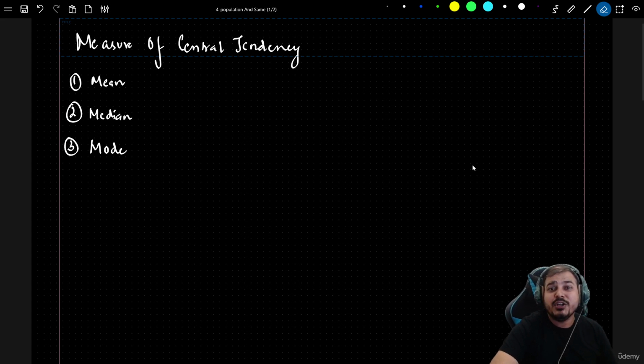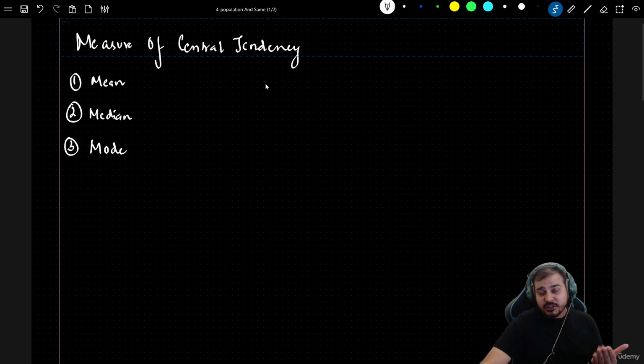So guys, we are going to continue the discussion with respect to statistics, and in this video we are going to cover measure of central tendency. In this topic we are going to cover three important subtopics, that is mean, median and mode. Now in our previous topic we have already discussed population and sample.